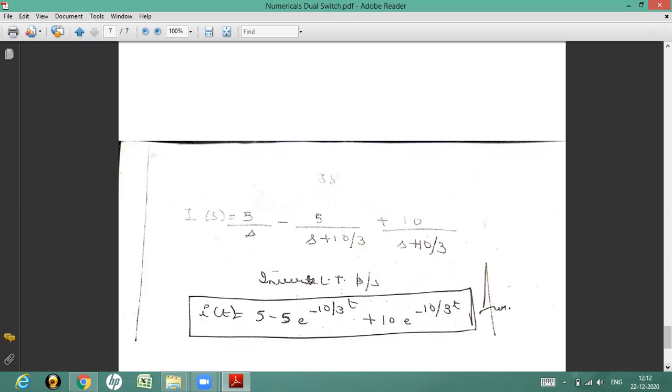Okay, so this is all for today's lecture, on how the current can be calculated in a transient with a dual switch, where at one particular time the switch is at position 1, and after a certain time the switch is moved from position 1 to position 2. Okay, so this is all from my side.